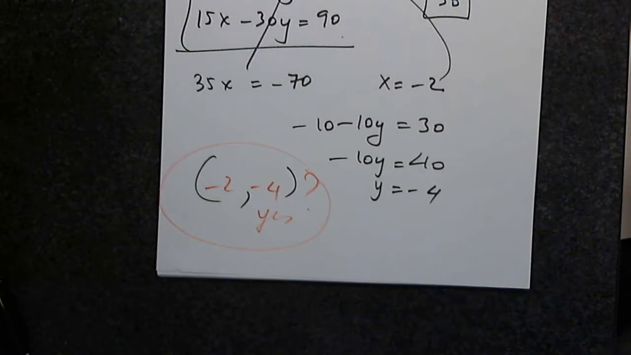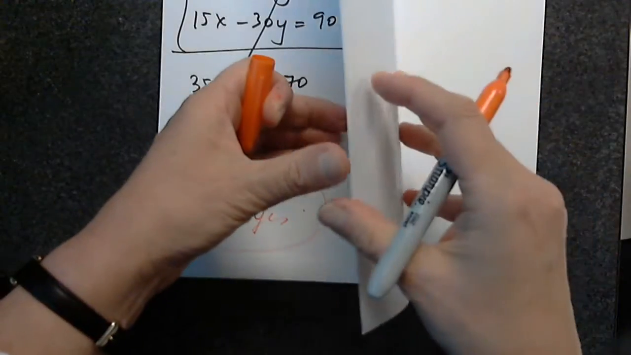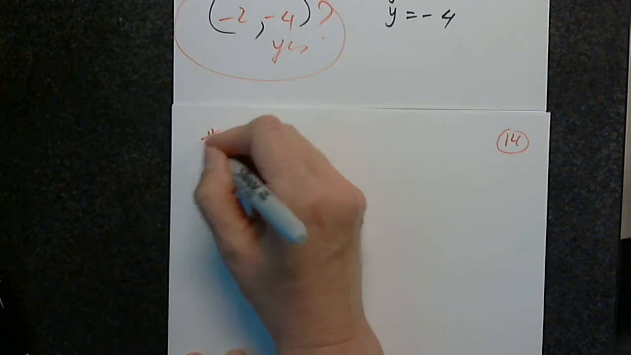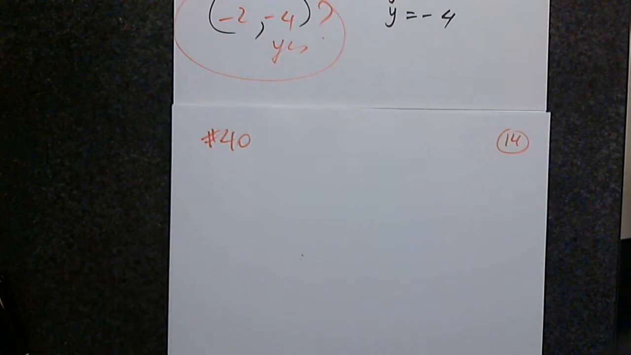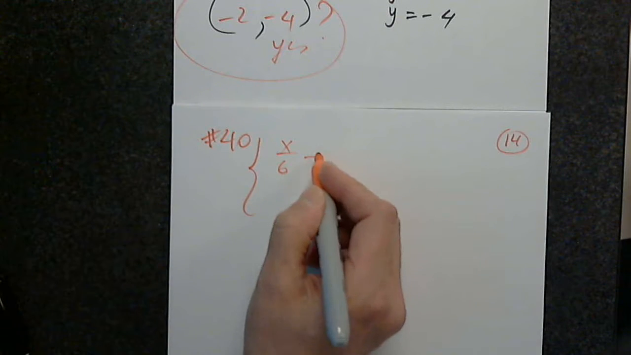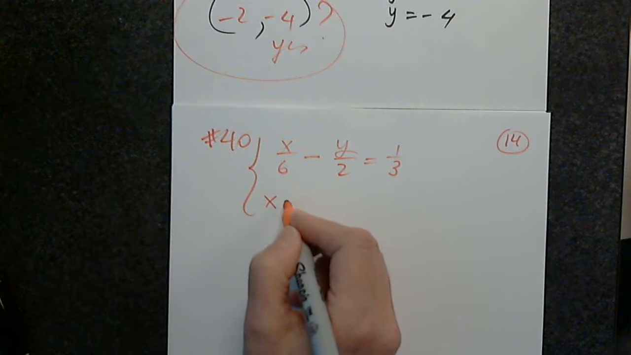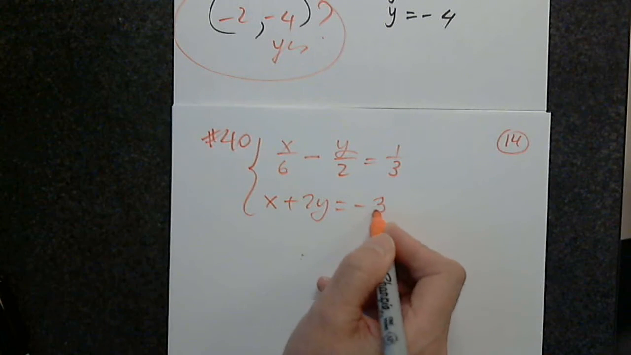Okay, so we have 4 minutes left. We have to decide a word problem or a system with fractions. Fractions. Okay, very good. Let's say 40. In 40 we have x over 6 minus y over 2 equals 1/3. x plus 2y equals negative 3.